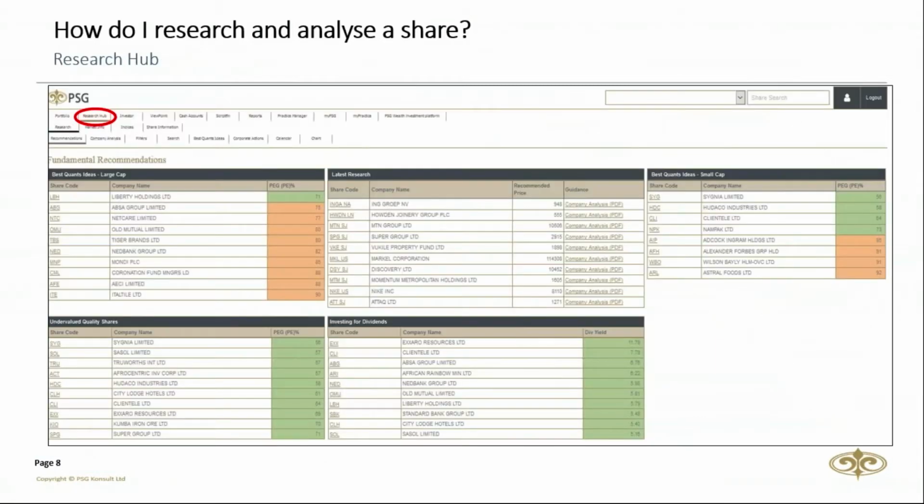But to simplify it for those of you that are account holders with us, equity account holders, once you've logged in, you can click on Research Hub. You'll come up with what we call fundamental recommendations. You can see there are various quants you can look at: best quants large cap, best quants small caps, undervalued quality stocks. Anything over here, all the shares are green. You can see the PEG ratios. This is investing for dividends. These are two different strategies.